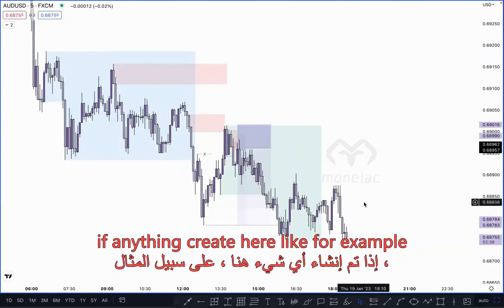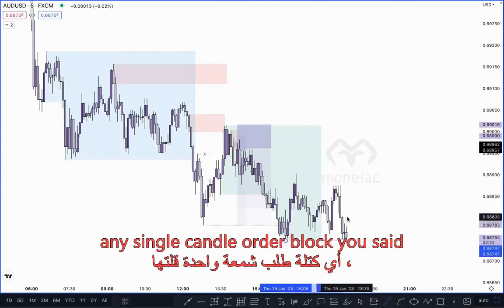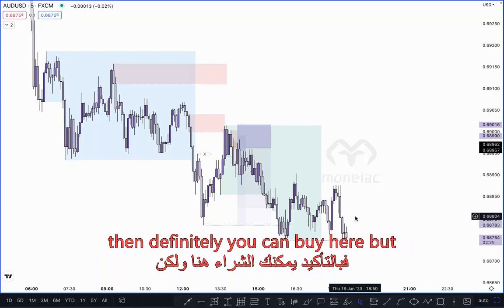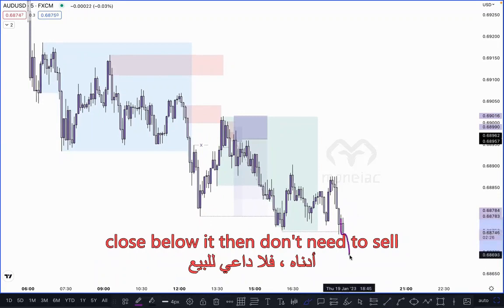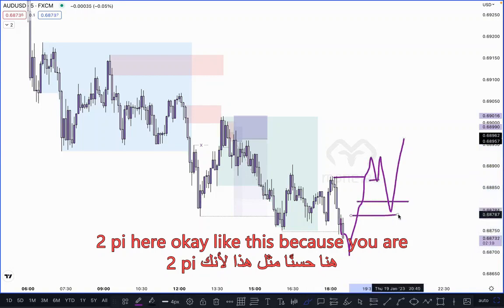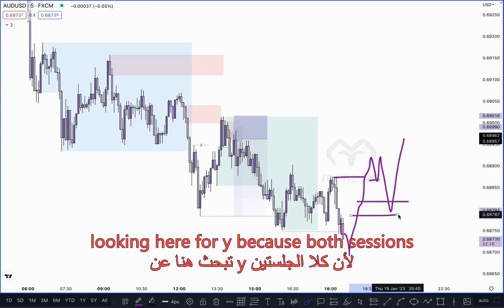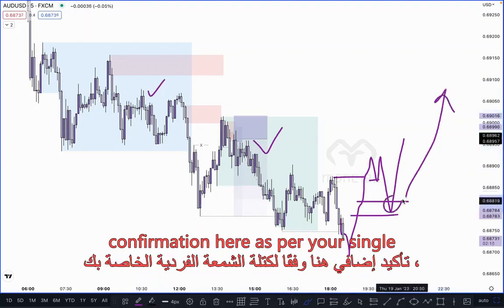So if anything creates here, for example the previous session sweep here and a single candle order block is created here, then definitely you can buy here. But sometimes, if a price candle closes below it, then you don't need to sell here like this. You have to wait to buy here, like this, because you are looking for a buy here. Both sessions are bearish, then New York can give you a move to the upside, but you need additional confirmation here as per your single candle order block.